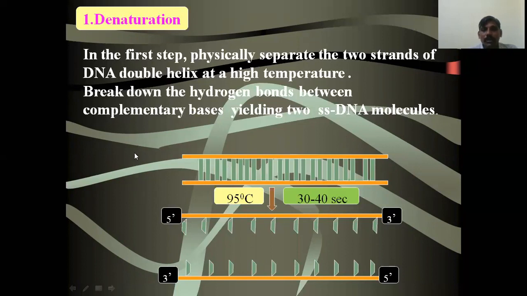When the test tube is kept in the thermocycler device, the temperature rises up to 94 or 95 degrees Celsius for 30 to 40 seconds. Immediately the non-covalent interactions break down, including hydrogen bonds. The two single-stranded DNA molecules are separated and free from each other. This is the primary and first step of PCR. This is the template DNA collected from the sample. This tiny double stranded DNA molecule will be converted into single stranded DNA molecules. The temperature required is 95 degrees Celsius for 30 to 40 seconds, and the denaturation process is completed.